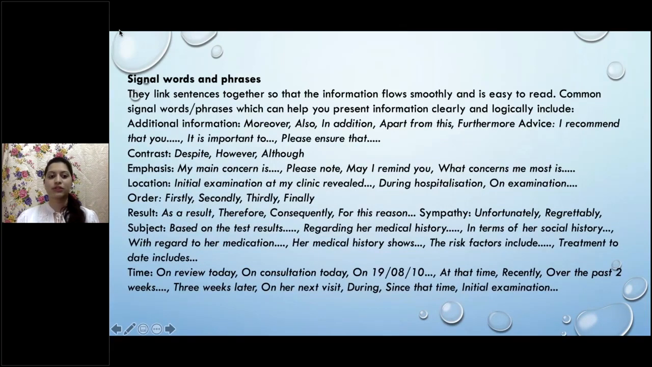Usage of signal words and phrases. These are the words that link sentences together so that it flows smoothly. So here are a few common ones that you can use. I will be reading them out for you.